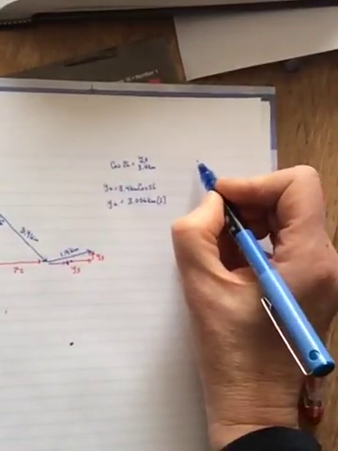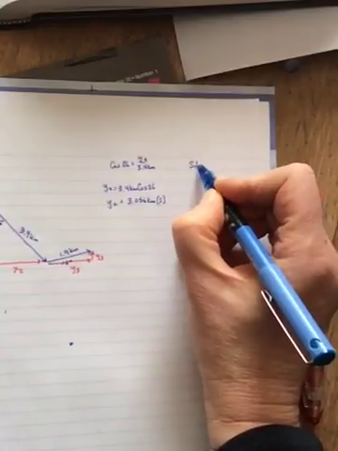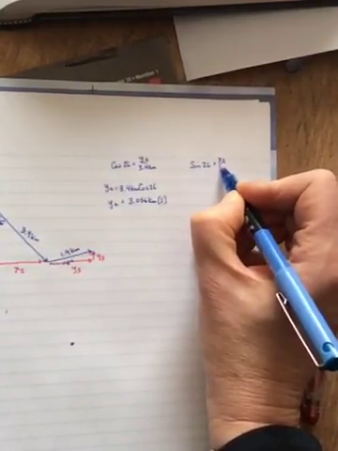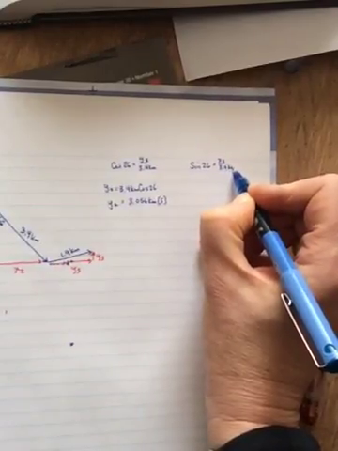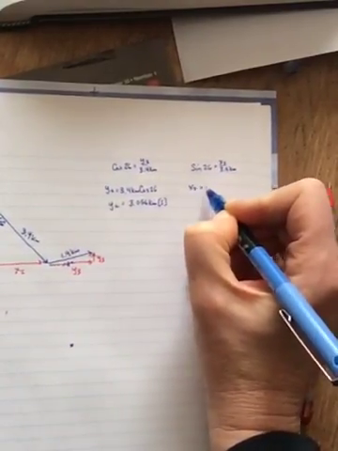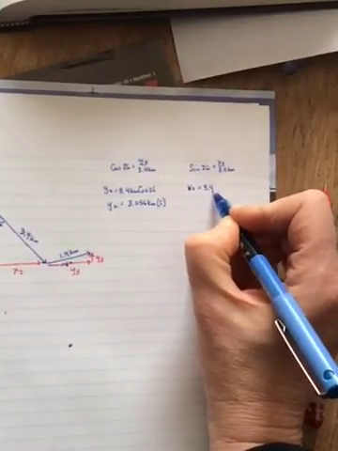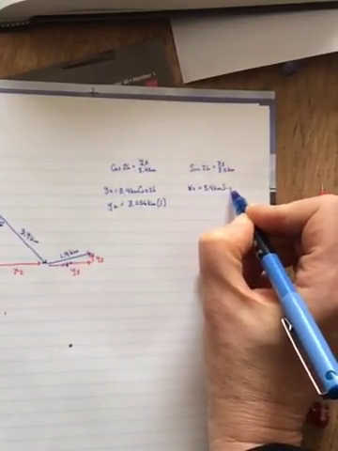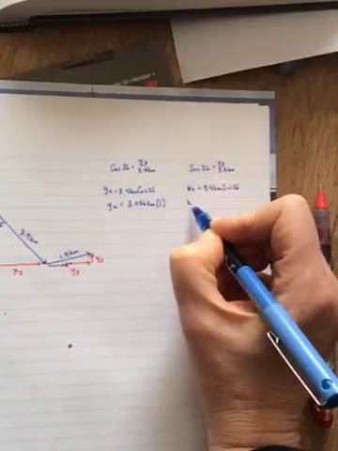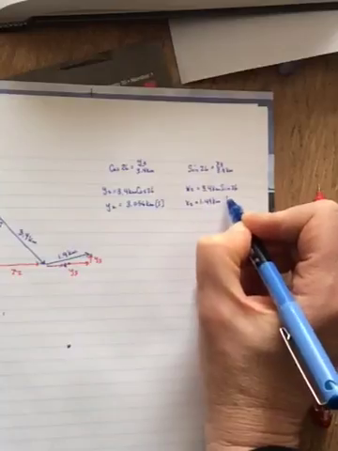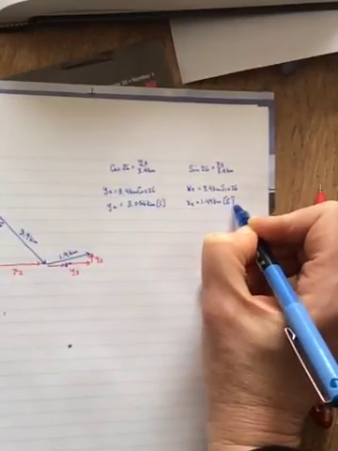Then you do x2, and it will be sine. So sine of 26 should be equal to x2 over 3.4 kilometers. So x2 should be equal to 3.4 kilometers times sine of 26. So x2 should be equal to 1.49 kilometers, and that will be east.